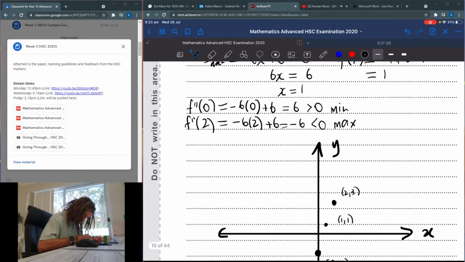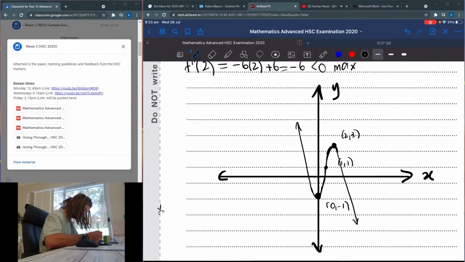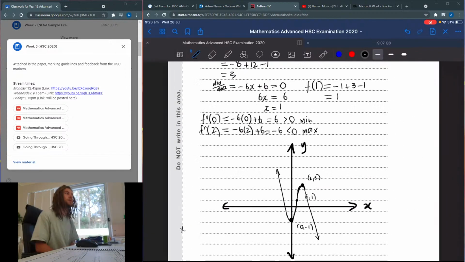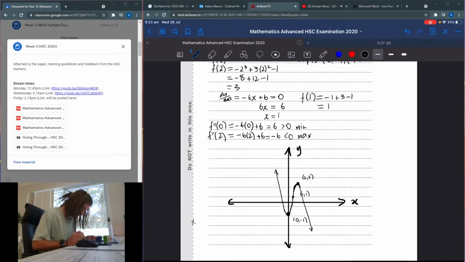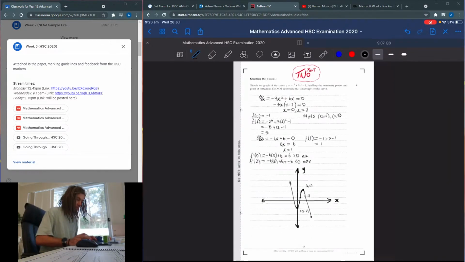So that means this is a maximum, that's a minimum, and it changes concavity at this point. So my graph kind of looks like this. 4 marks. Right, I am freezing. Not the best graph, I guess I could have spread it out a little bit, but everything's there.